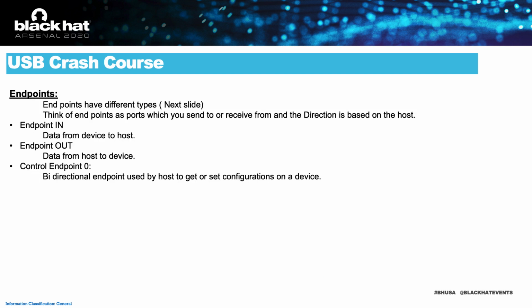So there are three types of endpoints. The endpoint in and endpoint out are, think of it like a port for direction in, a port for direction out, and these are based on the host, not the device. So in, it means the data from the device is going to the host. The endpoint out is the data from the host going to the device. And there is a control endpoint which is called endpoint 0. This is the only bidirectional endpoint, and it's used only by the host to get and set configurations on a device.